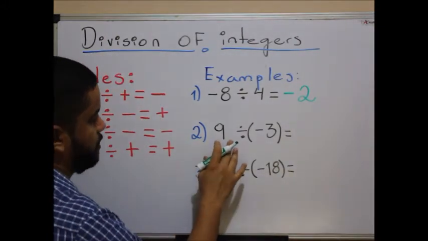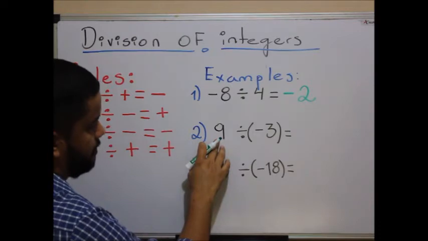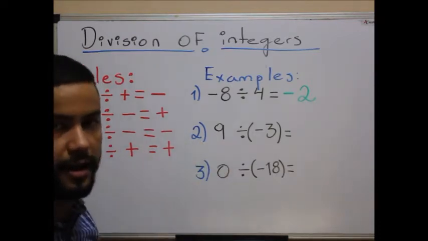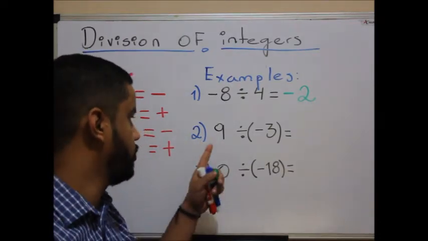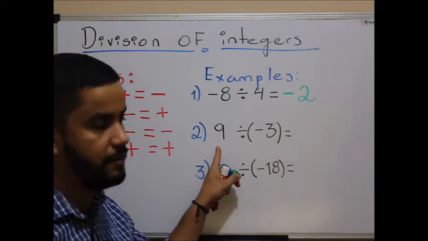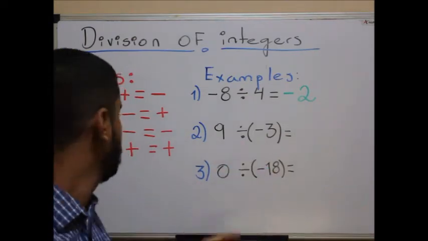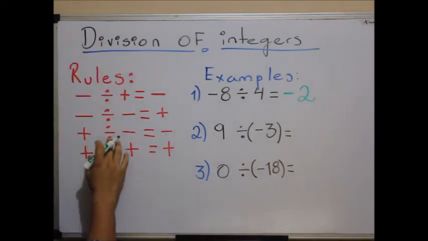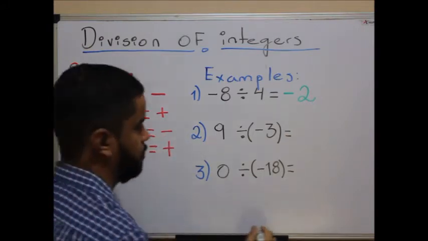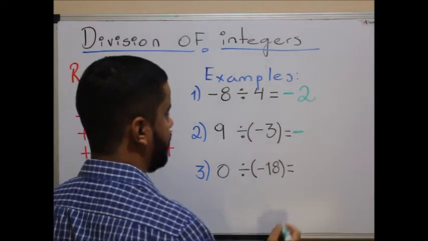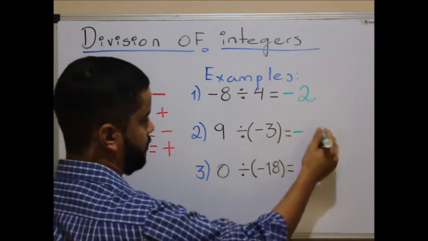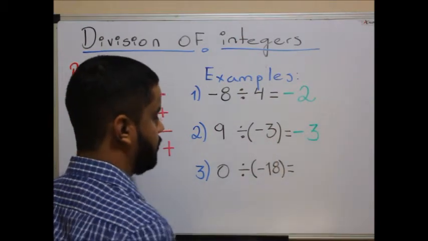The next one, 9, that in this case do not have a negative sign, so we have there a positive 9 divided by a negative. So positive divided by negative is negative. So we'll be here negative, and 9 divided by 3 is 3.